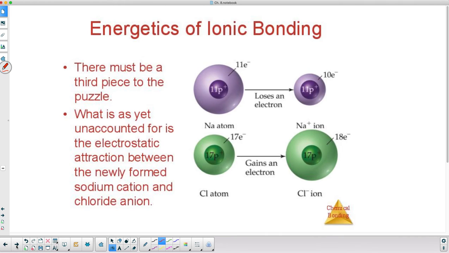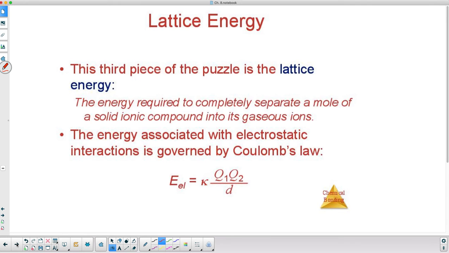Once the sodium gives up the electron and chlorine takes in the electron, that's when you have this part right here. Where are we at here? The sodium ion is the top one. The chlorine ion is the bottom one. Sodium's positive, chlorine's negative, and because they attract each other, that's where the extra energy is coming from. That's what we're talking about here. It says what is yet unaccounted for, the electrostatic attraction between the positive and the negative. That ends up being something called lattice energy.